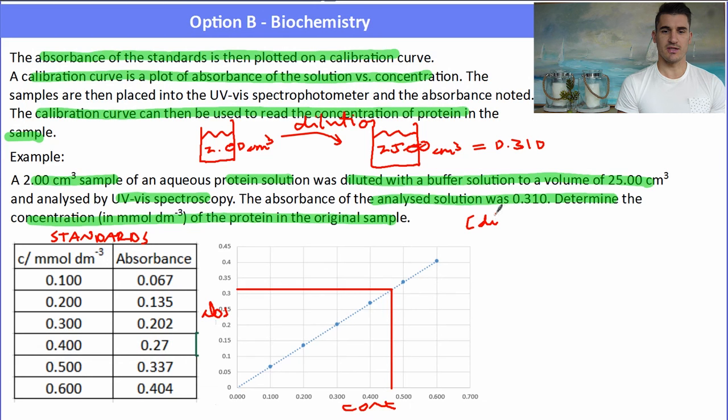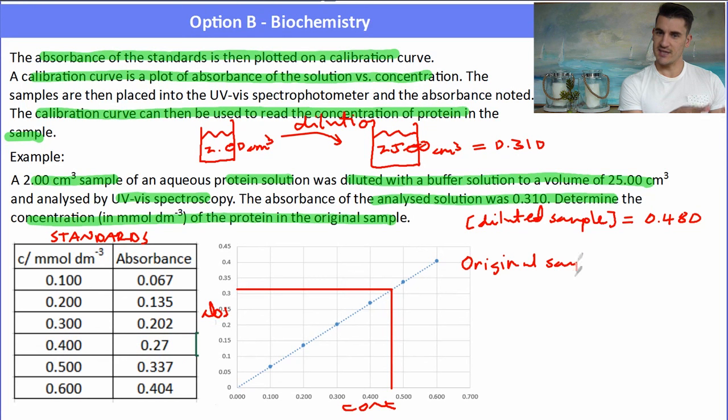Now this was approximately between 0.4 and 0.5. I'm just taking a relatively middle value here just to make it easy, and I've said the diluted sample is 0.480. Now that's the concentration in our diluted sample, but our original solution would have been much more concentrated because there was a dilution.